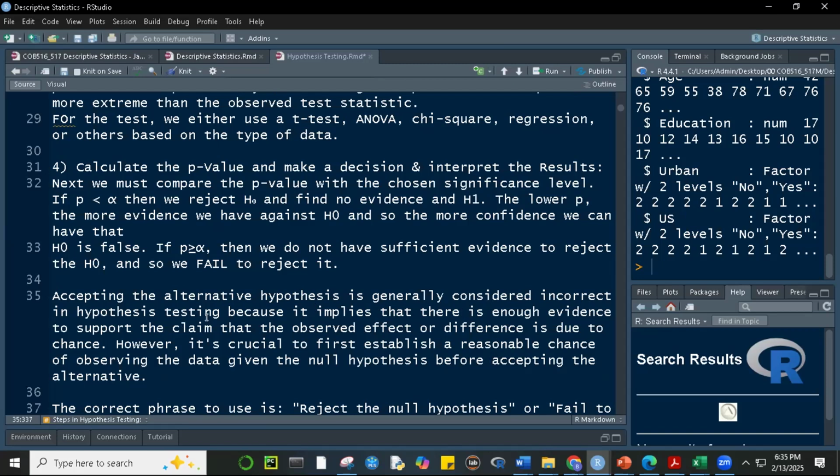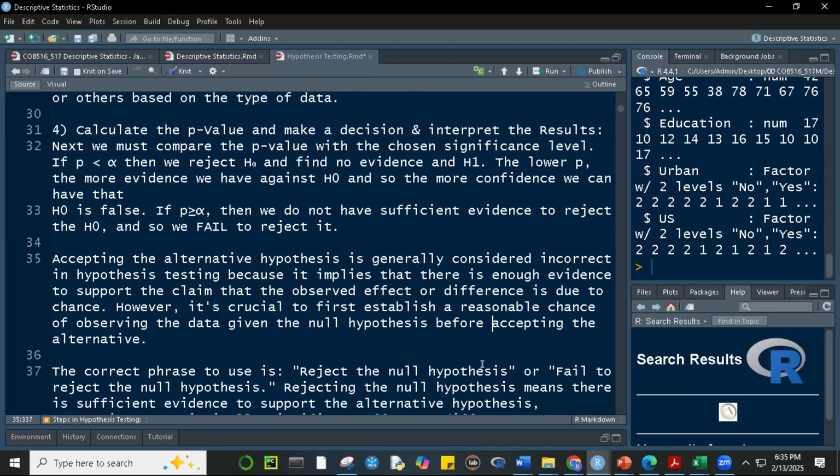Okay, it's incorrect because in HT, hypothesis testing, it implies that there's enough evidence to support the claim that the observed effect or difference is due to chance. Okay, so I know that's quite a mouthful. What we only need to know is that we don't really need the nitty-gritty rational explanation of rejecting or failing to reject the null hypothesis. What's just important is that the null hypothesis, we either infer to reject it or fail to reject it.